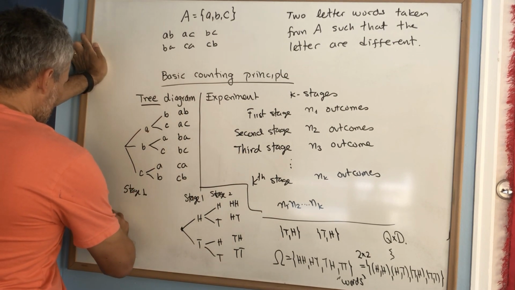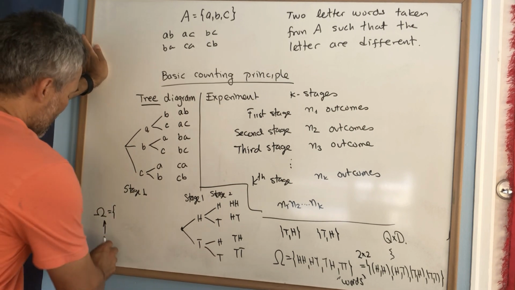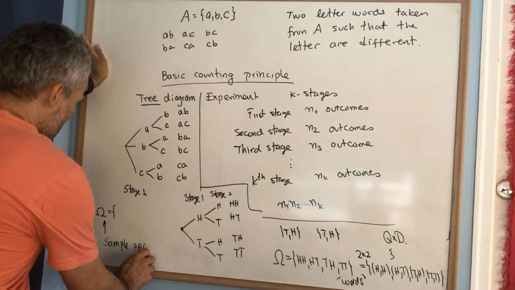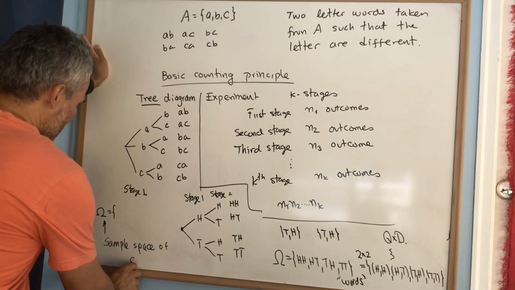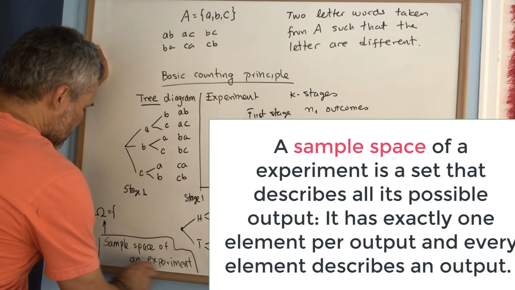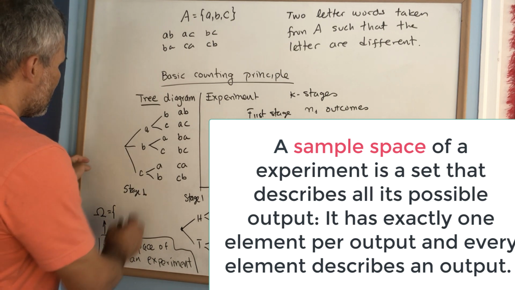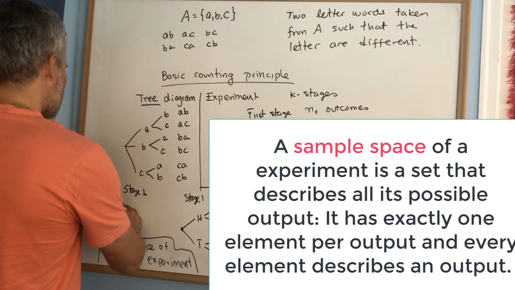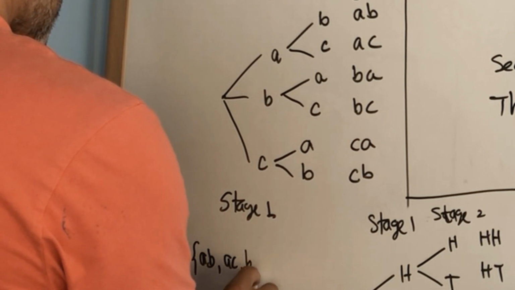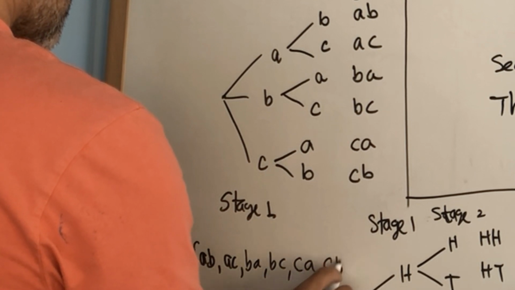Let's get used to denoting the set of possible outcomes. By the way, the set of possible outcomes is going to be called the sample space of the experiment. Then the sample space is just a set that describes all the outputs of an experiment. In this case, the sample space is going to be AB, AC, BA, BC, CA, and CB.